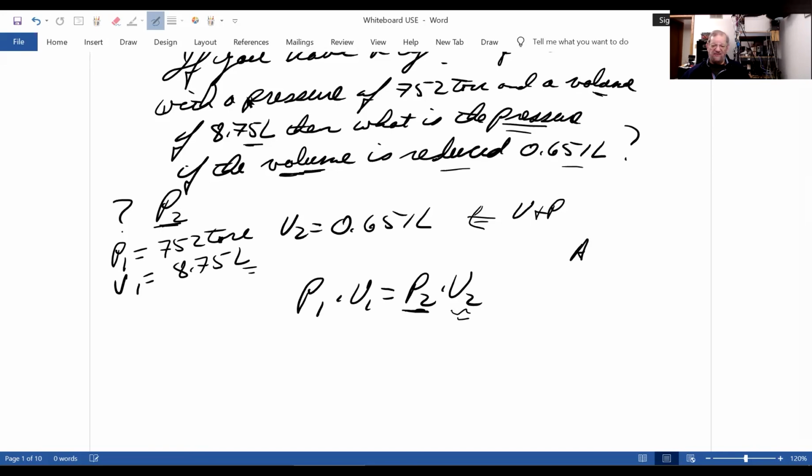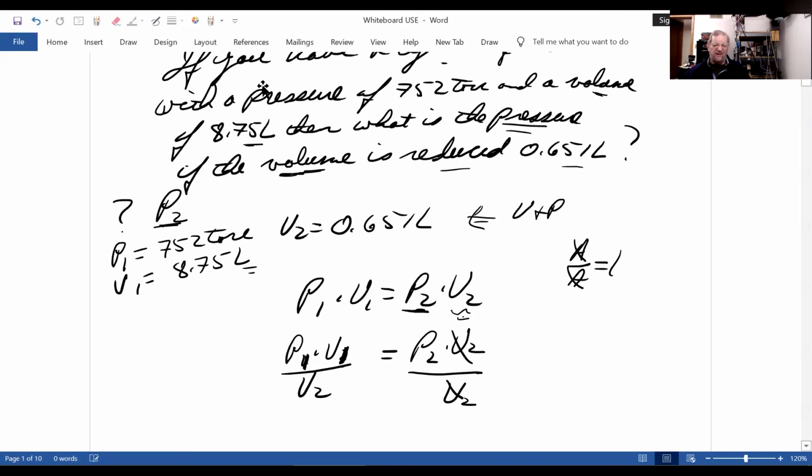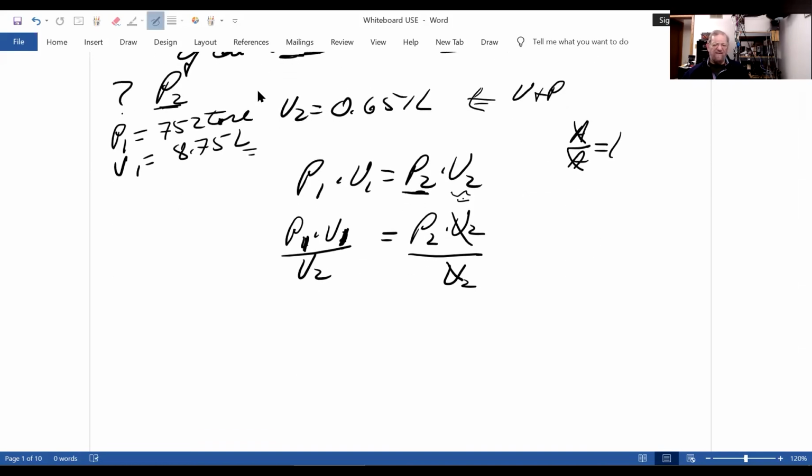Let me remind you something I've taught you already. Anything divided by itself becomes the number one, so it's gone. So if I want to get rid of V2, I'll divide by V2. But whatever you do to one side of an equation, you have to do to the other side. This cancels out, becomes the number one. I now have P2 equals P1 times V1 over V2.